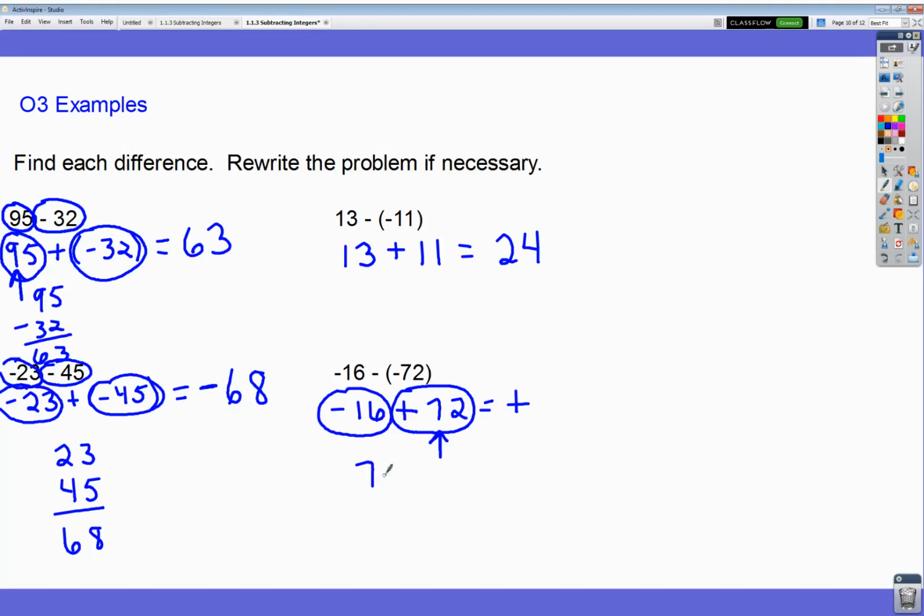When I subtract, I always start with a larger number on top. So I'm going to do 72 minus 16. This becomes 56, and my answer is positive, so I have positive 56.